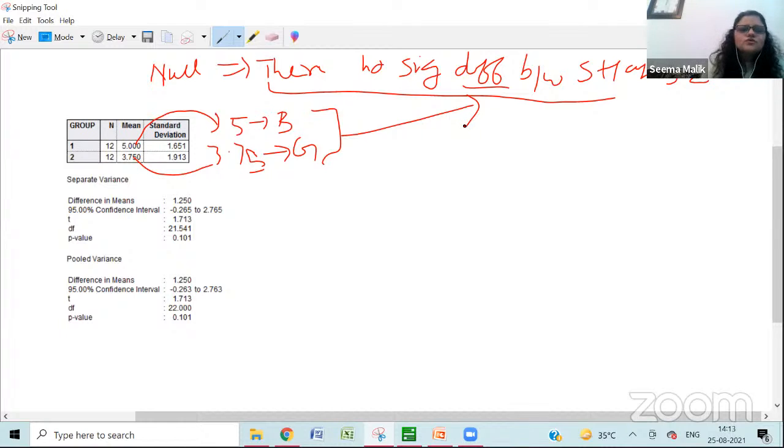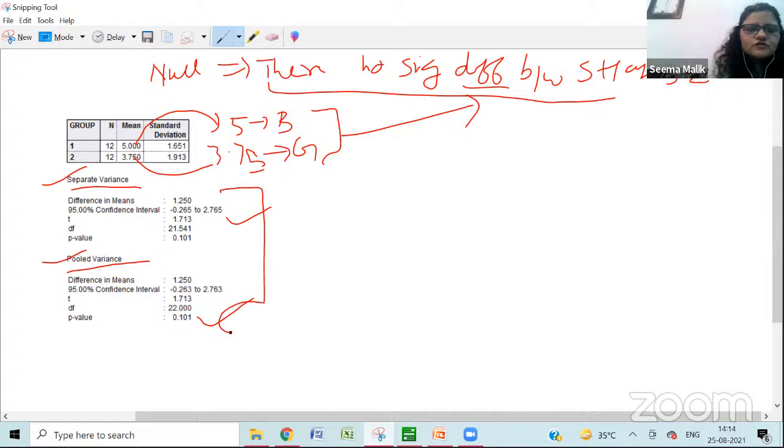Okay, so there are two pieces of information over here: separate variance and pooled variance. This is a very important point. When we perform the independent sample t-test, we have two results. One is for the separate variance and one is for pooled variance. The same comes in SPSS as well. Now we need to decide which one of these two we are going to take.